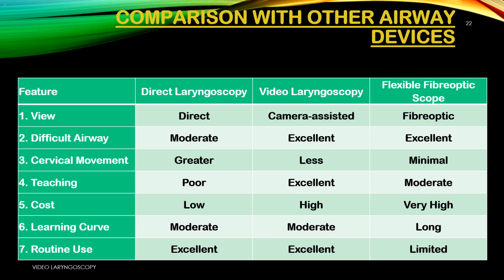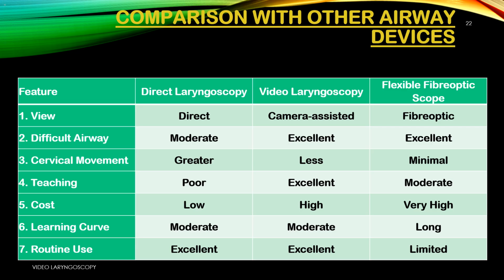Explanation. With video everyone can see the screen. Direct, only the operator sees. Fiberoptic is harder to share. 5. Cost. Direct laryngoscopy: low. Video laryngoscopy: high. Flexible fiberoptic scope: very high. Explanation. Direct laryngoscope is cheapest. Video devices cost more. Fiberoptic scopes are the most expensive.